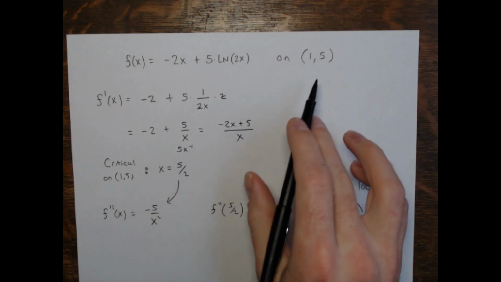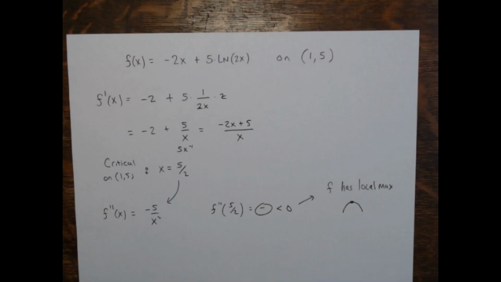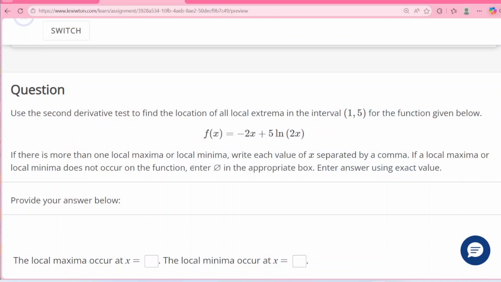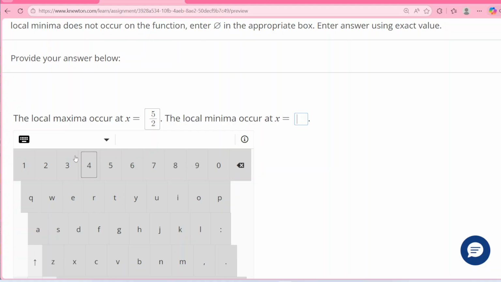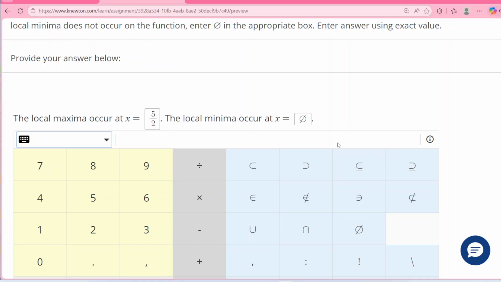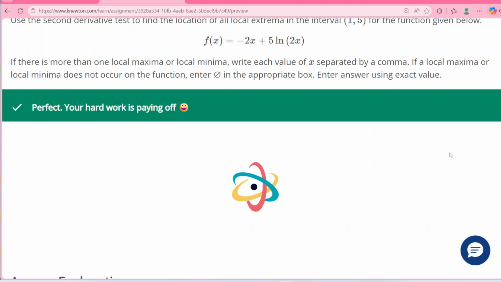And that was the only one, right? So there is not going to be any valley. There's no local minimum. So a local max occurs at x equals 5 halves, and no local minimum. So I go to that sets one. I put that empty set symbol in there if there's no value where there's a local min. Great.